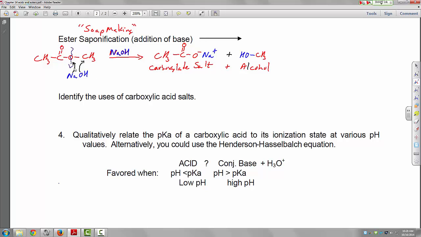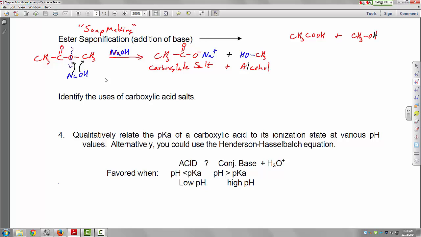The sodium is positive, so it neutralizes the negative charge on the acetate ion, right? And the OH forms the alcohol. That's one way of thinking about it. Another way is thinking, well, okay, I'm going to split this apart, and just as we did before, let me put it over here, we get, say, acetic acid plus methanol, just as we did before.